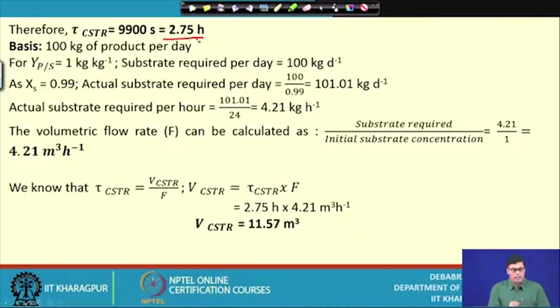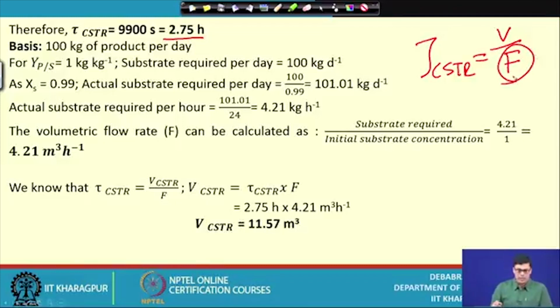Am I right? Now in this problem, one thing we know: tau CSTR is equal to V by F. Am I right? What is F? F is the volumetric flow rate. Here we have to find out the volumetric flow rate. How can you find it out? How much substrate are you using per day? 100, because 100 kg of product per day.